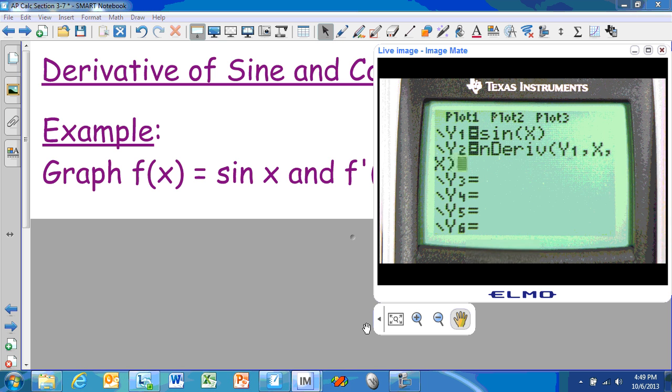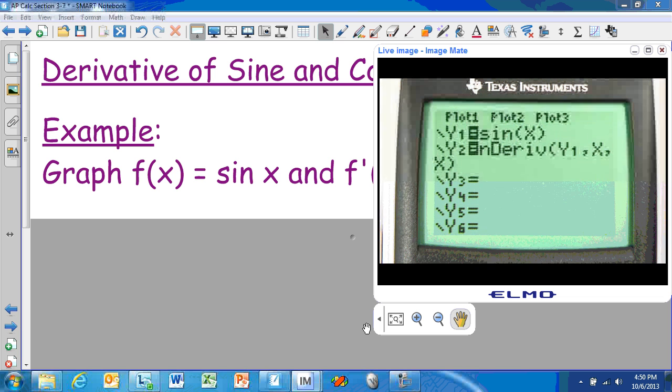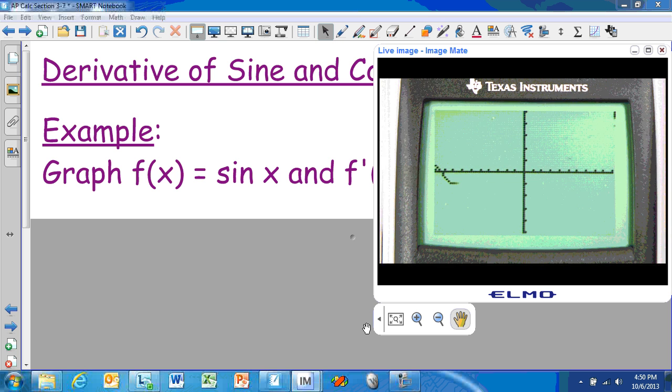For my window, since I know the range of my sine function goes from -1 to 1, I'm going to go from -5 to 5. It'll give me at least a little better picture of this. You could zoom in further if you wanted to, but this should be fine for what we're doing. Now, let's take a look at what the graph looks like. Graph. Here's our sine function being sketched.